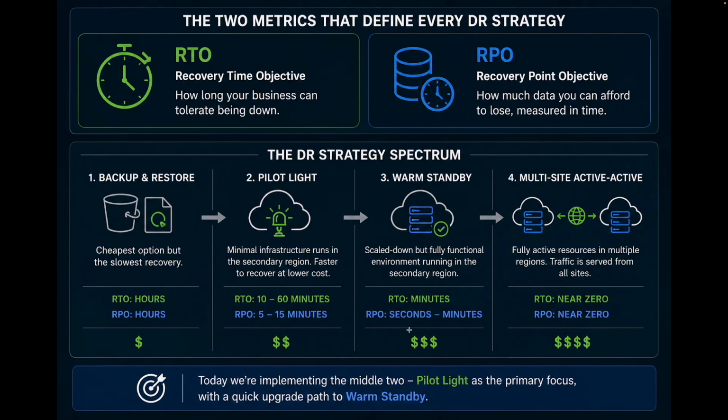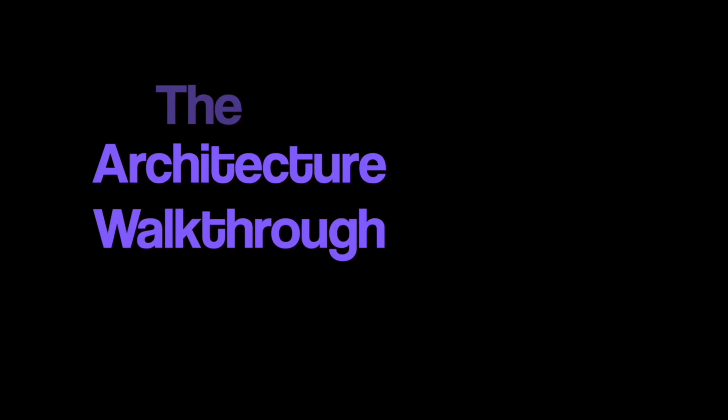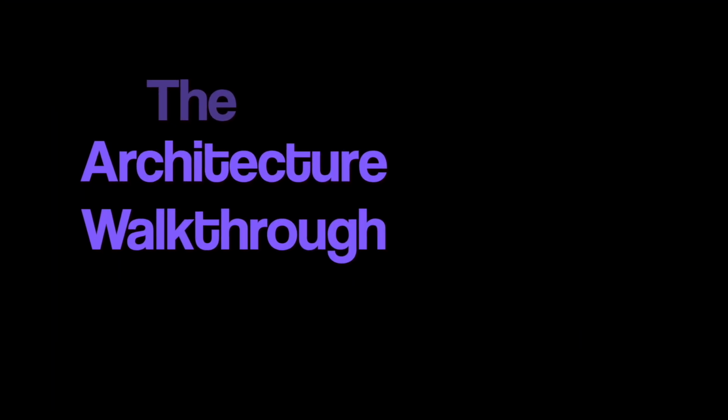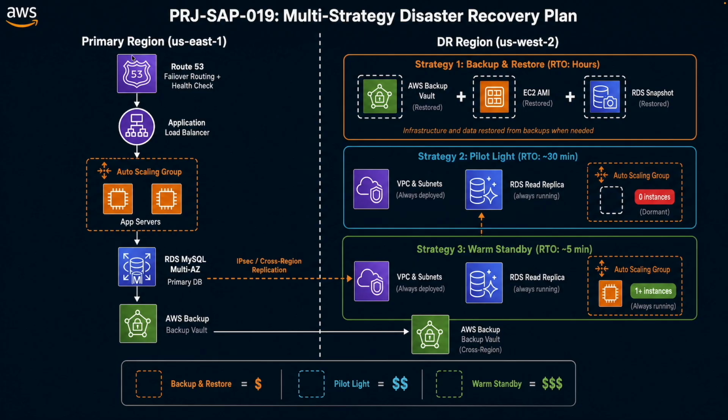Now let me walk you through the architecture. On the left, we have our primary region, which is going to be US East 1. We have an application load balancer fronting an auto-scaling group of EC2 instances, backed by an RDS MySQL Multi-AZ database. We also have Route 53 here to do failover routing, with the health check monitoring the primary application load balancer.